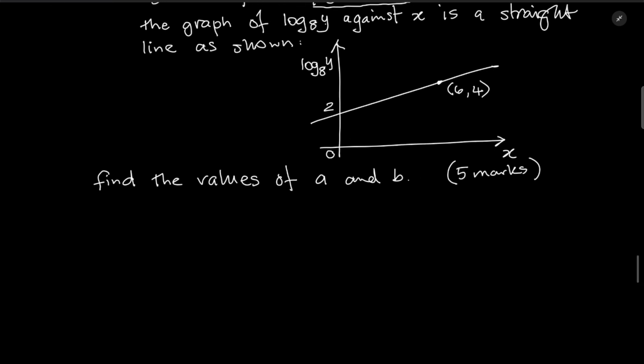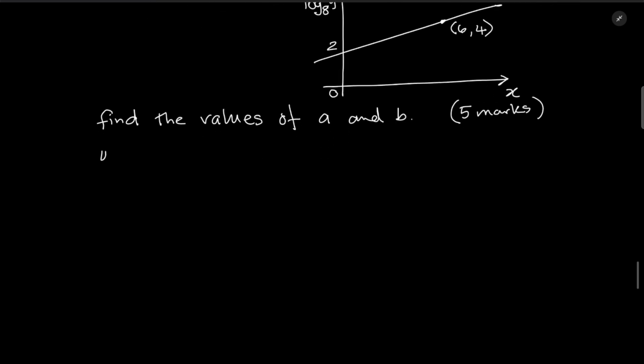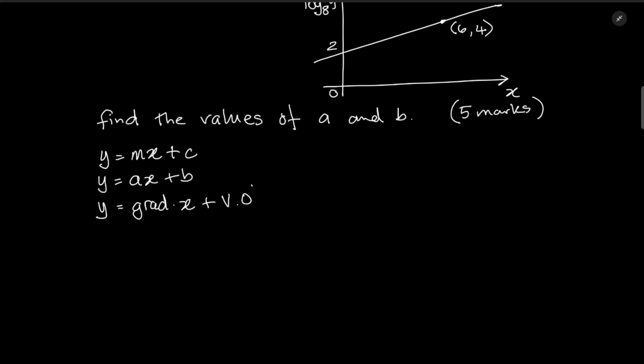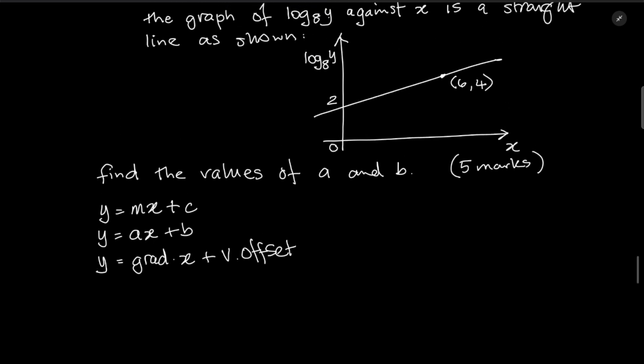A straight line can be written as y equals mx plus c, or y equals ax plus b, or y equals gradient times x plus vertical offset. So the gradient is calculated as the difference in the y's divided by the difference in the x's of 2 points, any 2 points on a line.